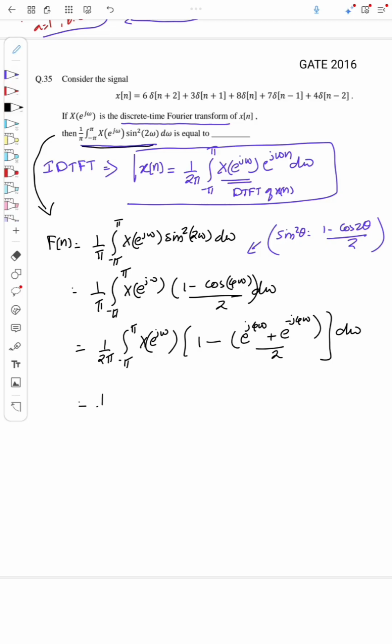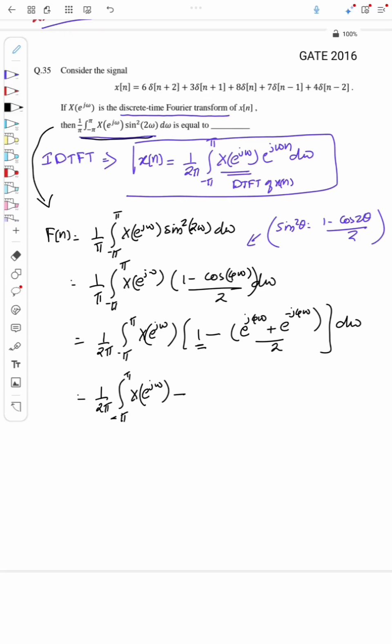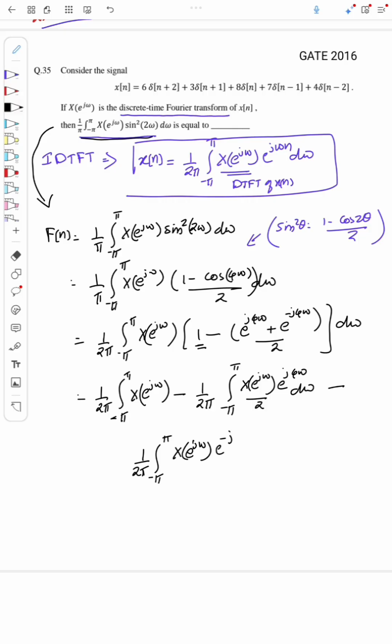So let me expand this. This will be equal to (1/2π) ∫ from −π to π of X(e^{jω}) dω, this is the first term, minus (1/2π) ∫ from −π to π of X(e^{jω}) e^{j4ω}/2 dω, minus the third term, (1/2π) ∫ from −π to π of X(e^{jω}) e^{−j4ω}/2 dω. So this is f(n).